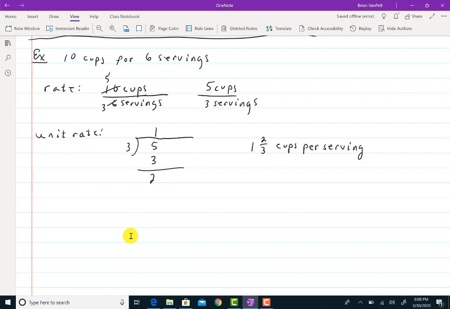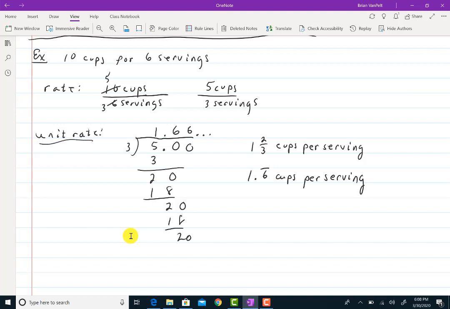But if I wanted to go decimal for this problem, what would I do? I would put a period after the 5, bring it up, and then put a 0. Bring down the 0. 3 goes into 20 6 times. I can bring down a 0. 3 goes into 20 6 times. And you can see this is going to go on forever and ever. So instead, I could go 1.6 with a bar over it, cups per serving. So any of these would be adequate for the unit rate.